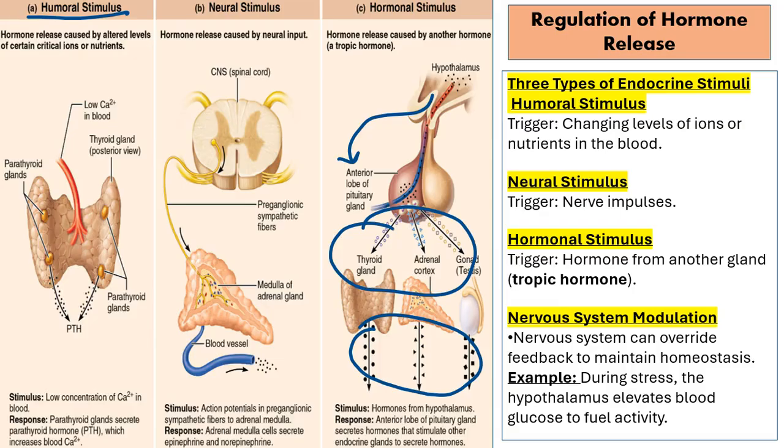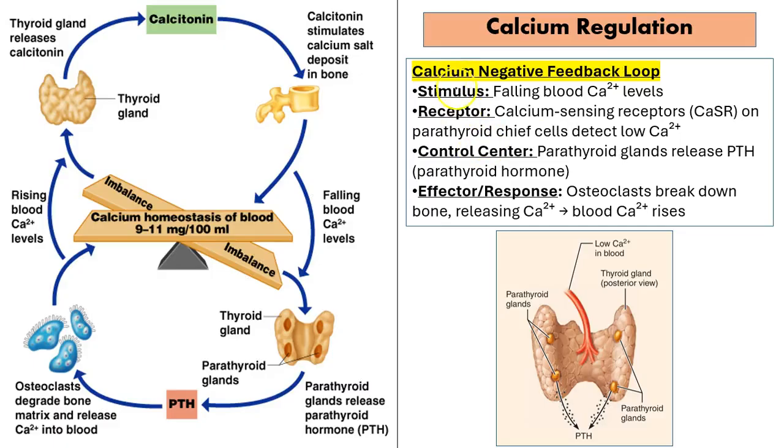Let's get into some more examples, though. So we're going to focus on the calcium negative feedback loop. We're going to be focusing on the parathyroid gland.